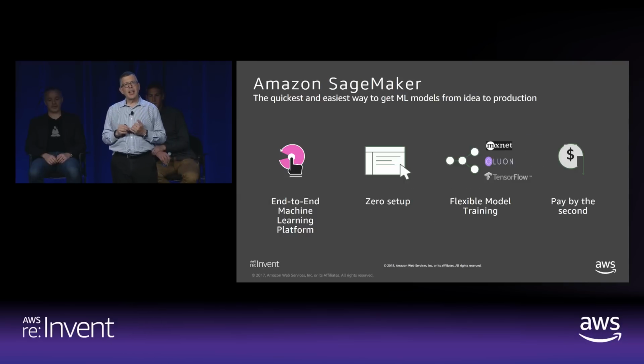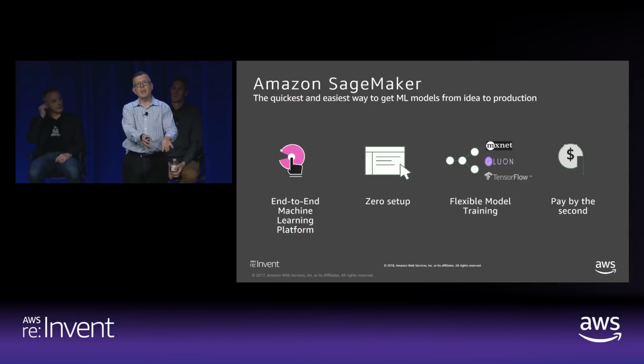SageMaker is a service we released a year ago here. It's really about how do you take data, large sets of data, build and train models very quickly, very cost effectively, get them into production with a whole variety of AI ML tools. So you can use SageMaker against data in S3 to do this in place as well.